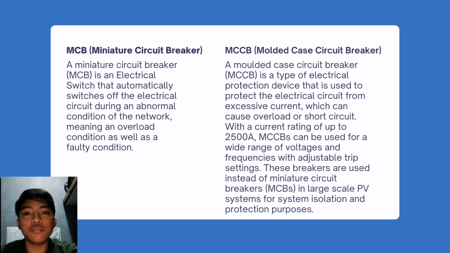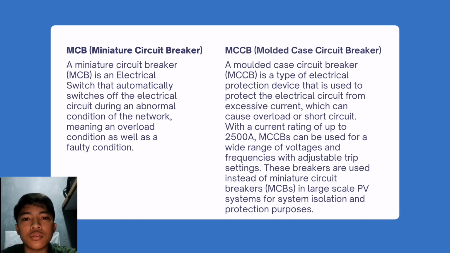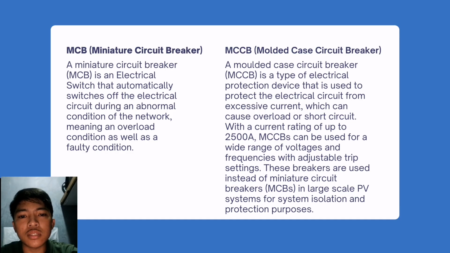Next is MCCB. A molded case circuit breaker is a type of electrical protection device that is used to protect the electrical circuit from excessive current, which can cause overload or short circuit, with a current rating of up to 2500 amperes. MCCBs can be used for a wide range of voltages and frequencies with adjustable trip settings. These breakers are used instead of miniature circuit breakers in large-scale photovoltaic or PV systems for system isolation and protection purposes.